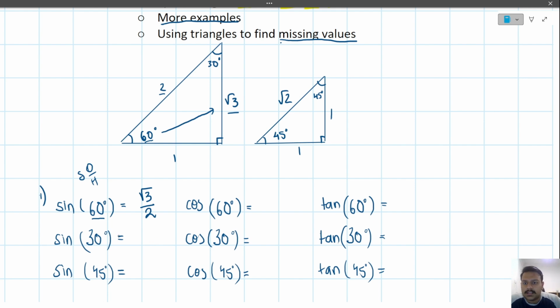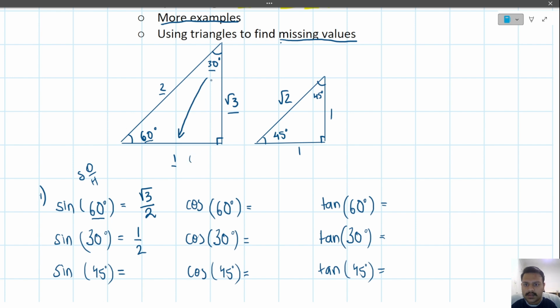Okay, similarly with sine of 30. Now this is a little different because our angle has changed, so our reference has changed as well. For 30 degrees, the opposite is 1. If you notice very clearly, the opposite side to the angle 30 degrees is 1. So you apply that again: opposite is 1 divided by the hypotenuse, which is 2. So 1 over 2.